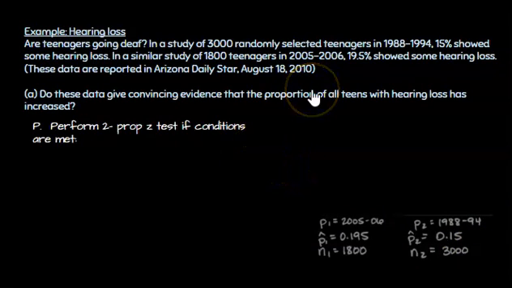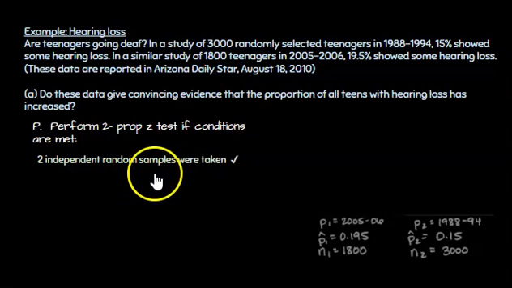Okay, on the plan step, I'm going to name the test. I'm going to perform a 2-proportion Z-test if the conditions are met. So let's run through them. 2 independent random samples were taken.